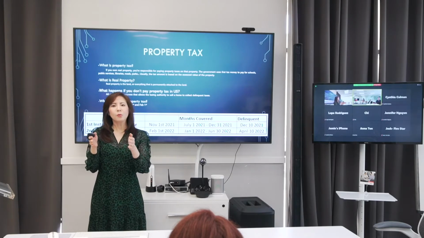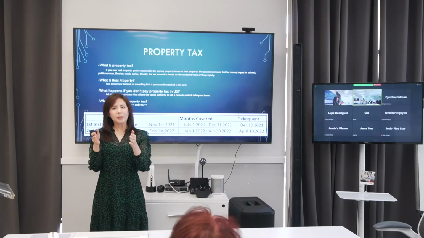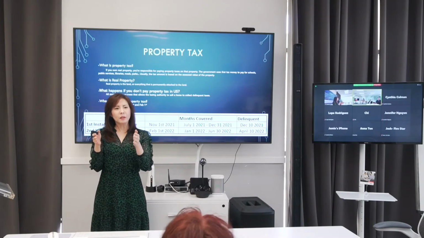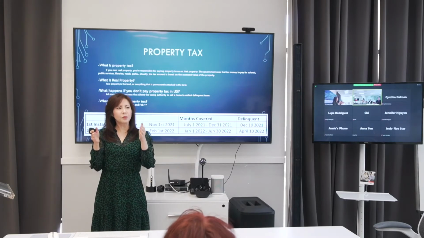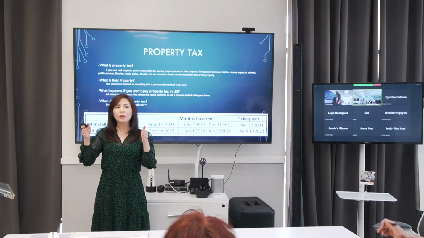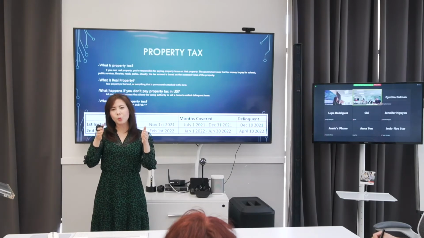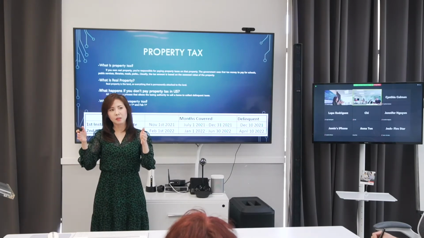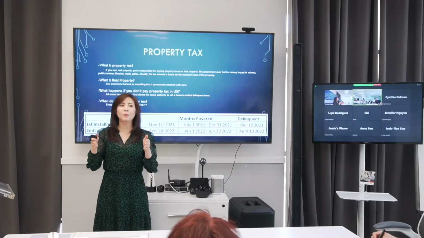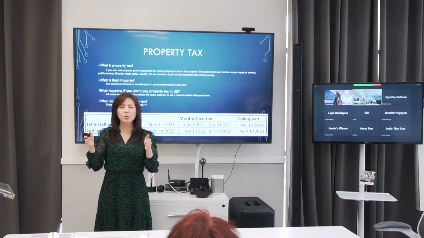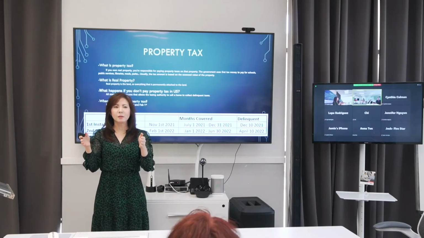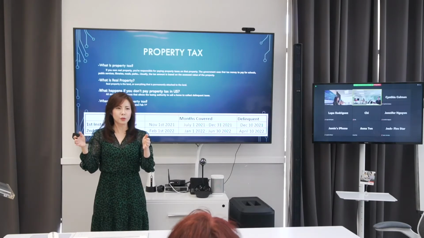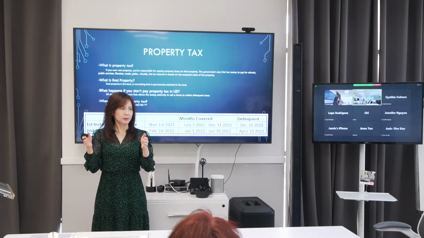When you pay your property tax for the second installment, you're paying for the period from January 1st of 2022 to June 30th of 2022. So you also see that your due date is toward the end of the 6 months, because you have until April 10. So try to pay your property tax before April 1st, so that you don't forget.